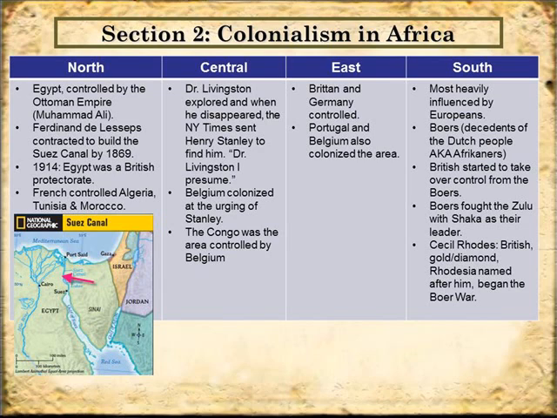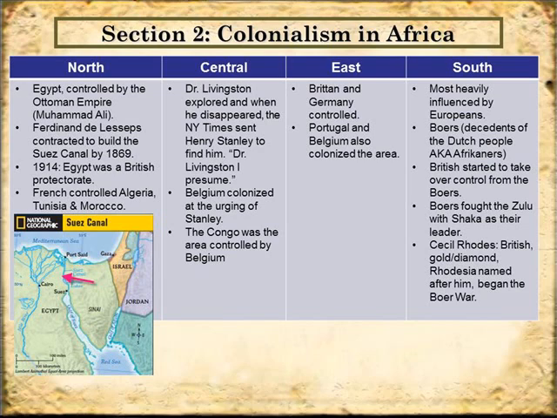It was controlled by Muhammad Ali and the Ottoman Empire. Then Ferdinand de Lesseps contracted to build the Suez Canal in 1869. In 1914, Egypt was a British protectorate, and the French controlled Algeria, Tunisia, and Morocco. You can see the picture down at the bottom as to where the Suez Canal is.